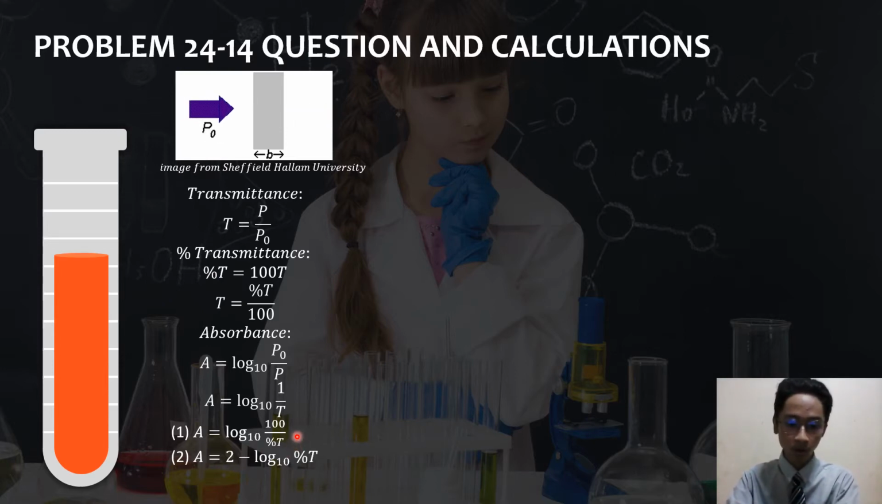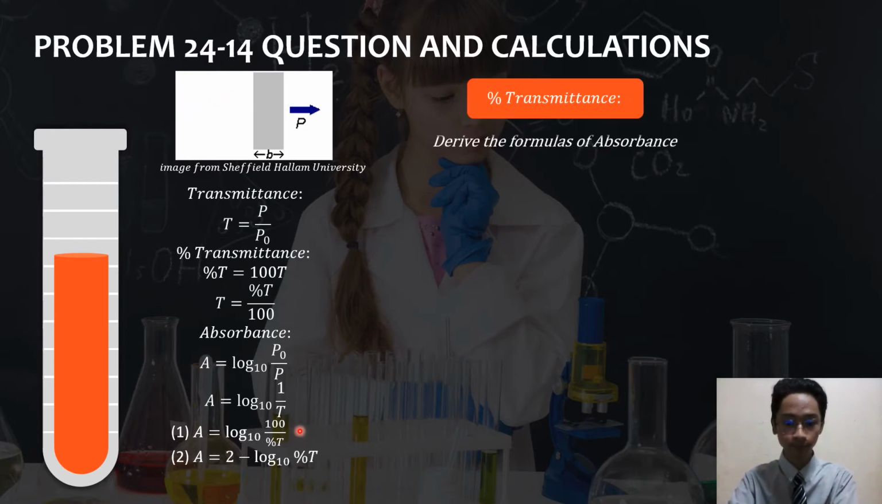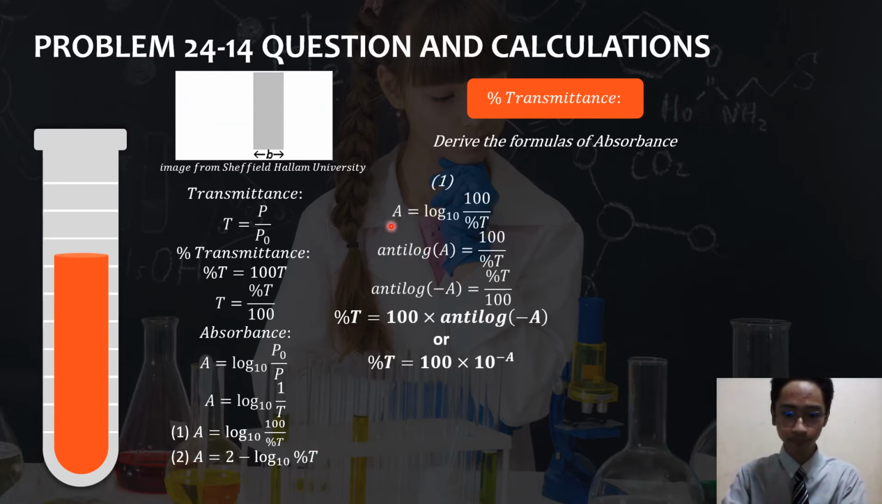From here, we can already derive the formula for percent T, or simplify it first, then derive it. Either way, we can get the formula for percent T. If we simplify it, we get A is equal to 2 minus log of percent T. So now we get the formula for percent transmittance by deriving both equations.